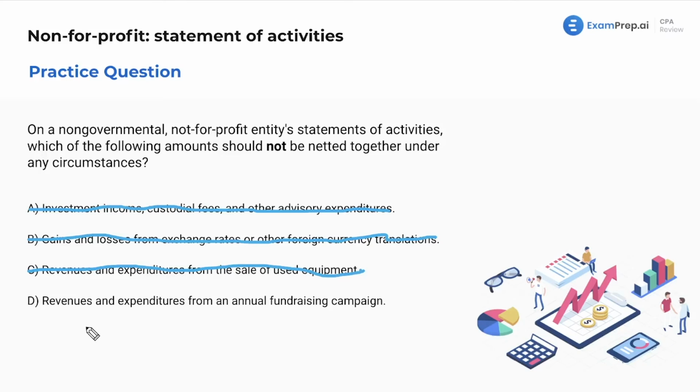However, revenues and expenditures from an annual fundraising campaign, remember, this is a supporting activity. The revenues and expenditures, the inflows and outflows because of those supporting activities, are never going to be netted together, and you want to separately state both of them.